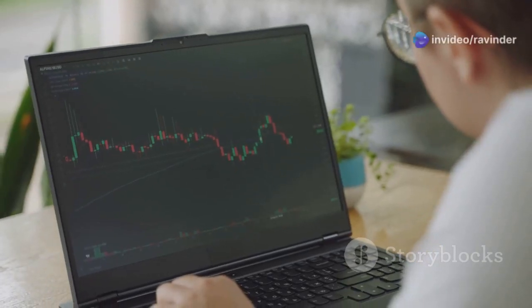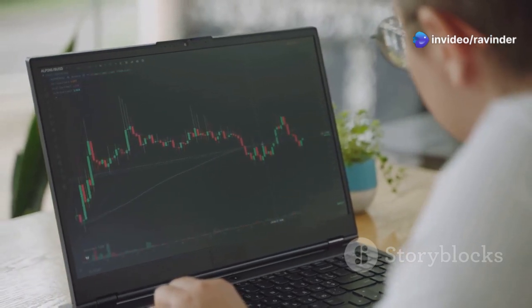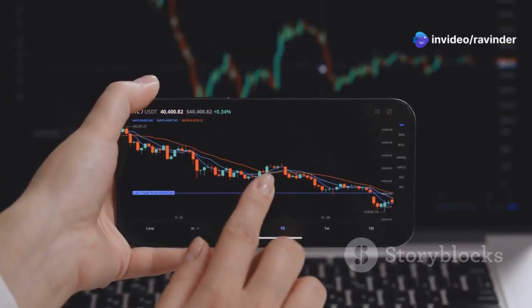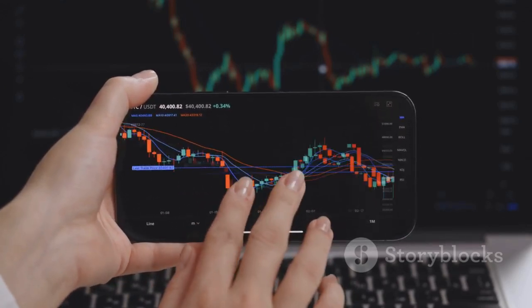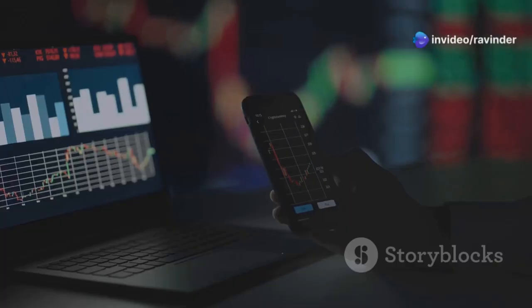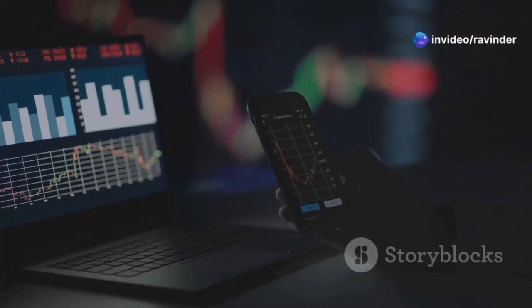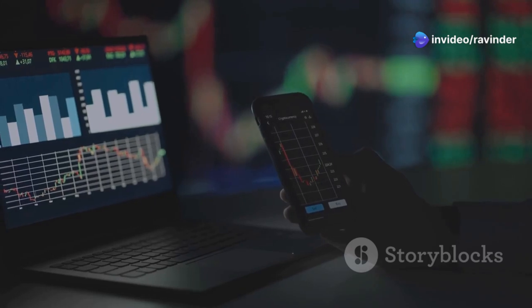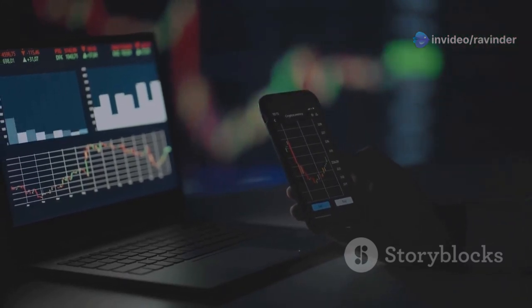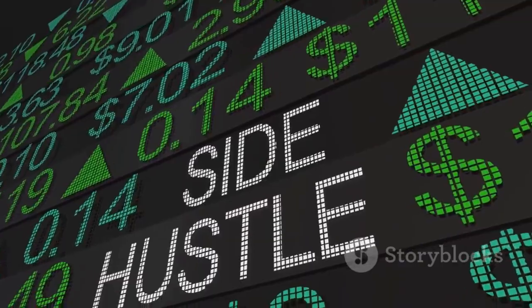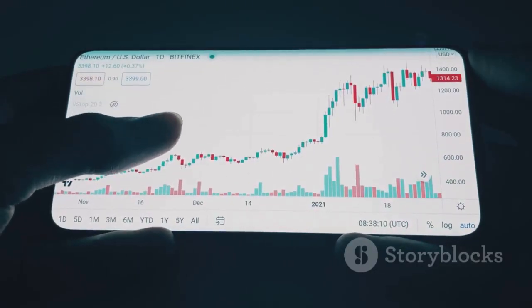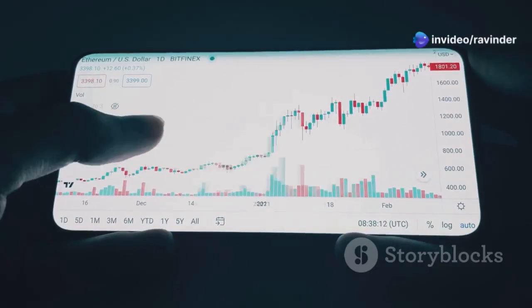Technical analysis, on the other hand, focuses on charts and patterns. Technical analysts look for trends, patterns, and indicators that suggest where the price of a stock might be headed. Both fundamental and technical analysis have their own strengths and weaknesses. Fundamental analysis gives you a solid understanding of a company's financial health, which is crucial for long-term investors. Technical analysis, however, is more focused on short-term price movements. It can be a valuable tool for traders looking to profit from quick price swings.